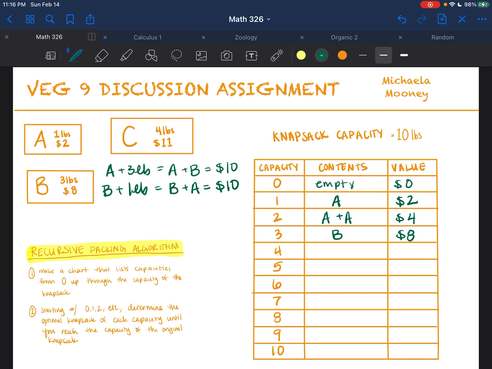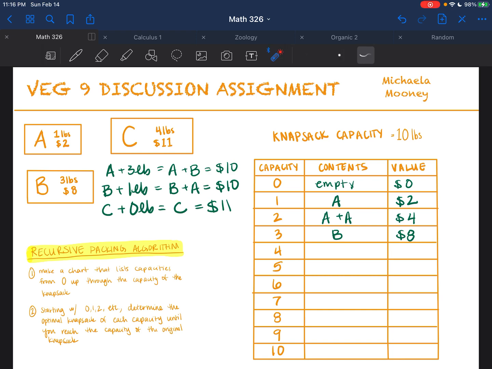And guess what? We can finally use C because C weighs 4 pounds. Our capacity is 4 pounds. So that means we have 0 pounds left over. So we are going to do our original C plus nothing because a 0 capacity has nothing in it. And that is worth $11.